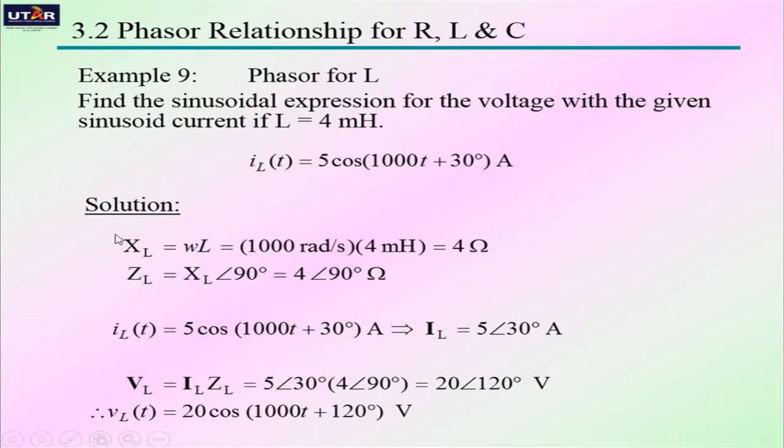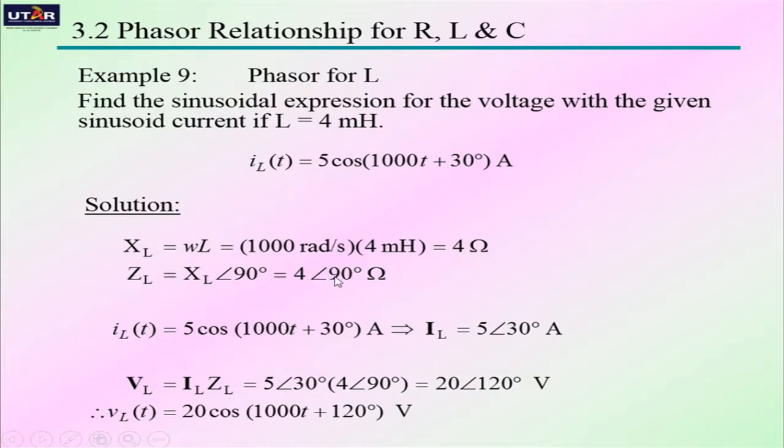So the reactance for inductance is given by omega L. If we are asked to find the voltage and we are given inductance and current, all we need to do is to first find the impedance, which is j omega L. By multiplying omega, which is 1000, with 4 millihenry, we will get 4 ohm.